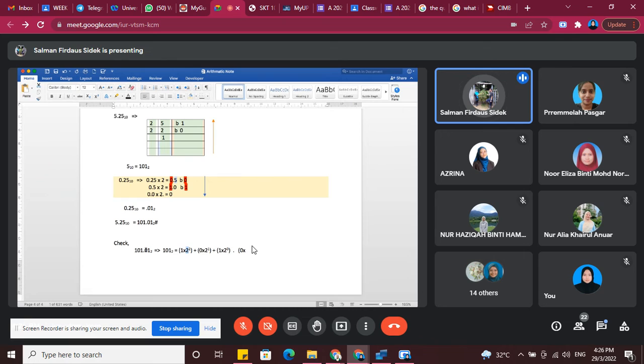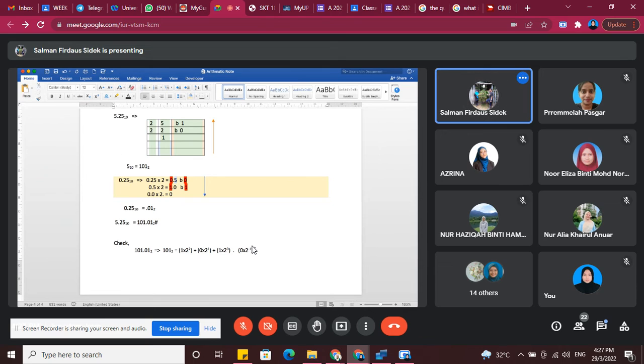So, but for the number after the point, we need to times it with 1 over 2 kuasa 1. 2 kuasa 1 adalah 2. So 1 bahagi 2 adalah 0.5. Atau inilah 2 kuasa negatif 1. 2 kuasa negatif 1 ni bersamaan dengan 1 per 2, in mathematics is equal to 1 over 2.